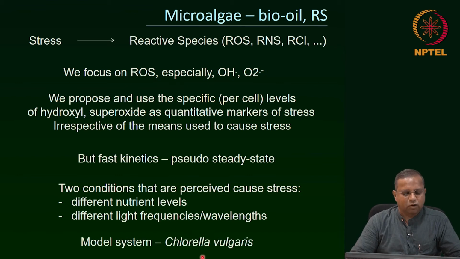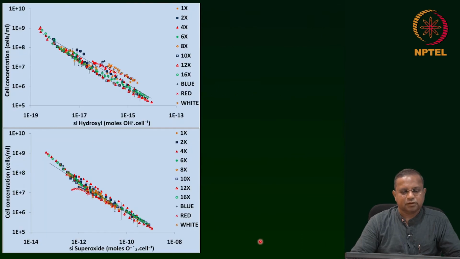Okay. The model system was Chlorella vulgaris, a microalga, and these were the results. You see cell concentration on the y-axis, cells per ml, versus specific intracellular hydroxyl radical level, in moles of hydroxyl per cell. You see here, these are the various nutrient levels 1x, 2x, 4x and so on compared to a certain control. And this corresponds to the data with blue light, this corresponds to the data with red light, and this corresponds to the data with white light. All this data of cell concentration versus hydroxyl radical levels nicely falls in this region. Okay. It's a beautiful relationship, which shows the fundamental nature of the effect of hydroxyl radical levels.